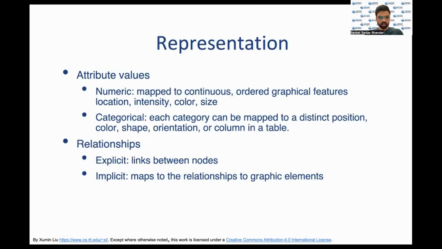Now we will look at attribute values and relationships. So for attribute values, for numeric attribute values, they are mapped to continuous ordered graphic features such as through the location, intensity, color, or size of a data point to carry the information related to the ordering among the values. For categorical attribute values, the assumption is that there is no ordering among the values. Each value can be represented with unique location, color, shape, and so on. The relationship between data objects can also be visualized through explicit links or be derived from their graphic features, such as close locations, same or even similar colors, etc.